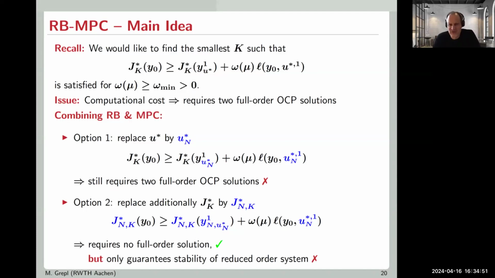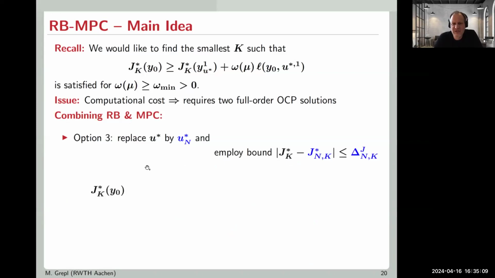So that also doesn't work. So let's go back again, actually, to option 1 and look at this inequality again and think of what we just said: we also have a bound on the optimal value function that we just derived from our OCP formulation. So what we do is basically we replace U by UN star as before, and we employ our bound on the optimal value function.